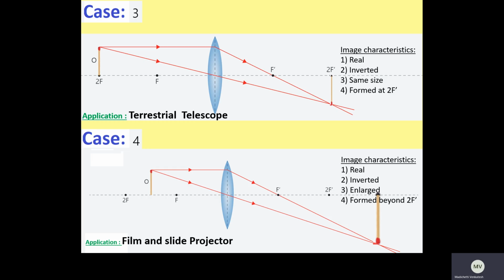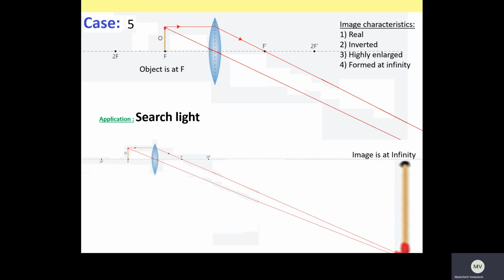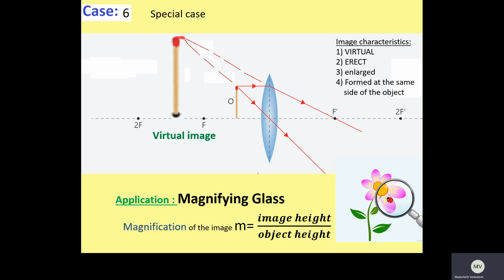In case 4, we find the object is coming a little closer, that is between 2F and F, and the image is formed beyond, so therefore the image is enlarged. And in the fifth case, the object is at F and the image is formed at infinity. Therefore, we can find that it is highly enlarged, and the application is in a searchlight. And the last application of this convex lens is when the object is between F and 2F.